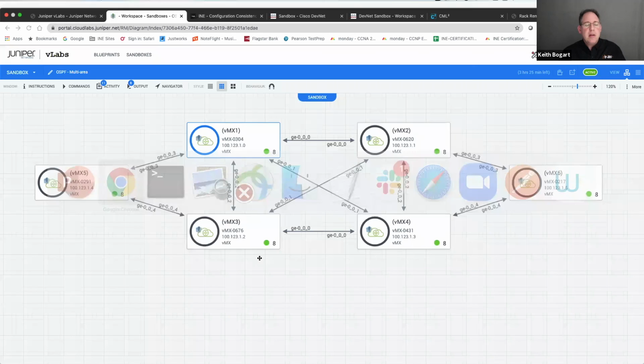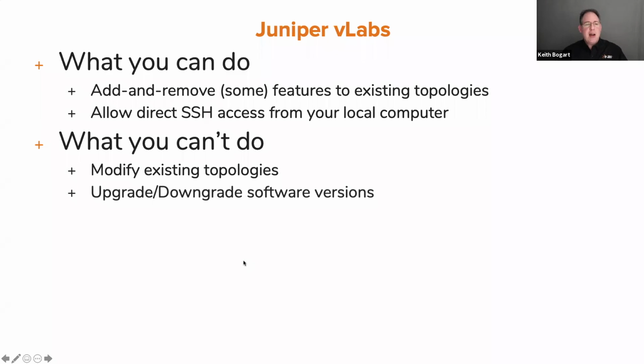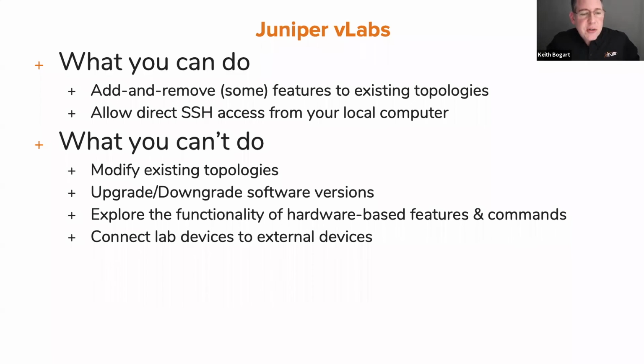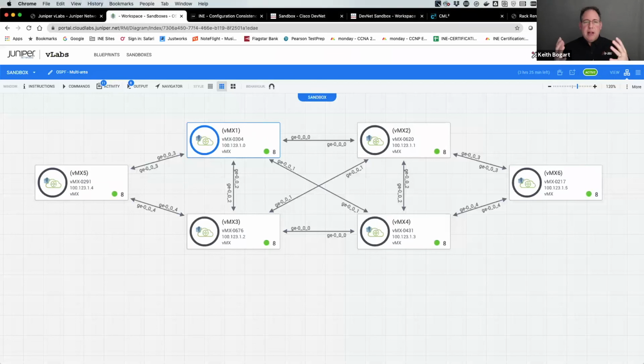What else? Just like Cisco, I can't upgrade or downgrade the software versions. If there's anything that's hardware-based, clearly I would not have access to that. Connect lab devices to external devices. Once again, if I owned Cisco Modeling Lab software, if I had a one-year subscription to that and was running it on my laptop, I could use the external network connector tool to connect my virtual routers and switches in CML to a real router or switch sitting right here on my desk. I could do that. I can't do that here though, right? So once again, you have to work with the topology that you're given.